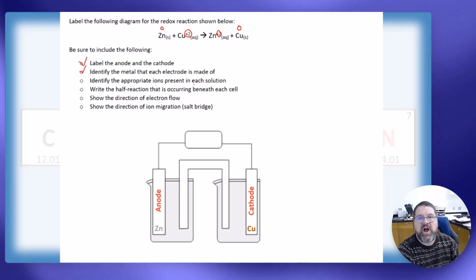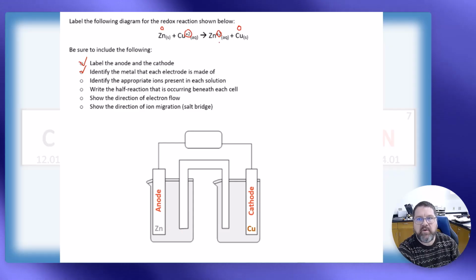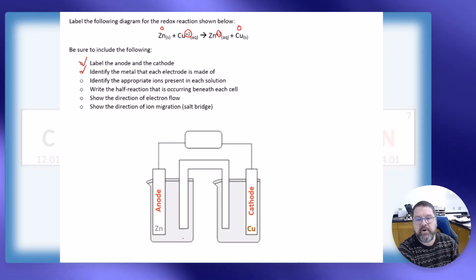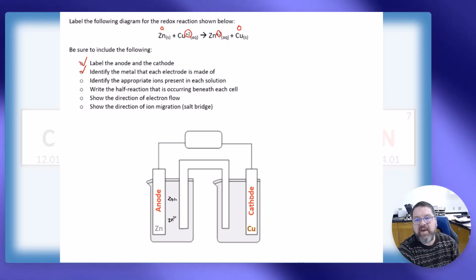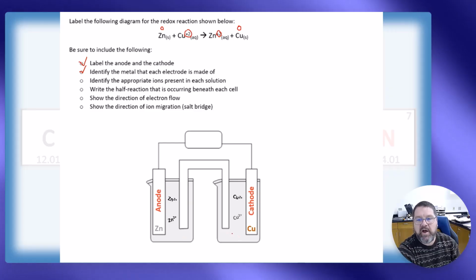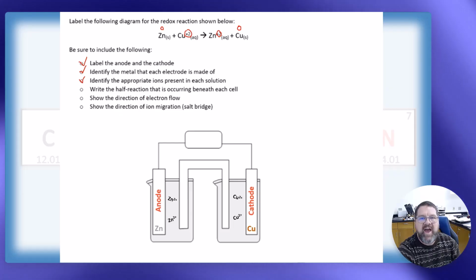Okay, the appropriate ions present in each solution. Well, in each half cell, you have the metal, and then you have the ion form of that metal. So in the anode compartment, the left-hand beaker here, we would have zinc ions floating around in solution. And in the cathode compartment, we would have copper ions floating around in solution. All right, the half reactions for what's occurring.